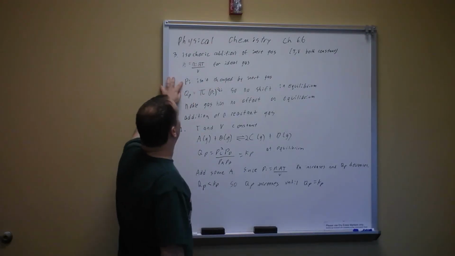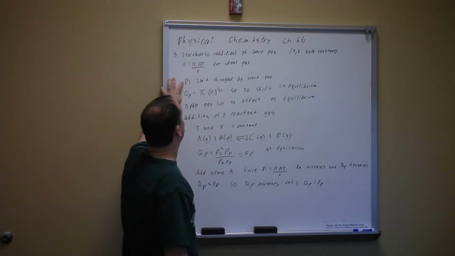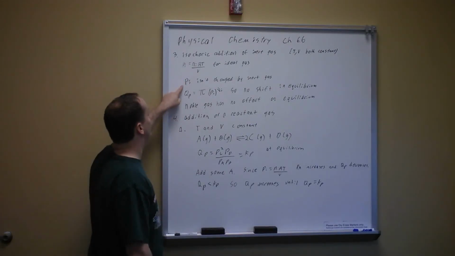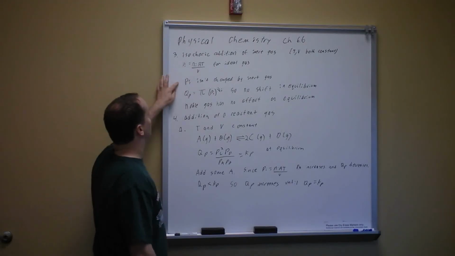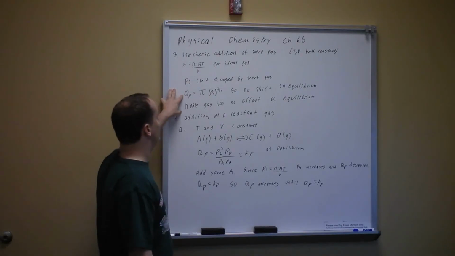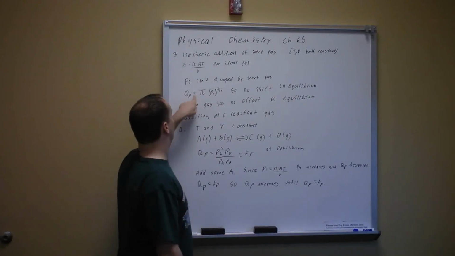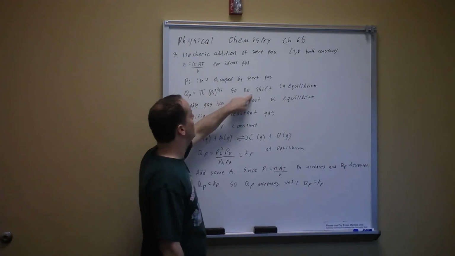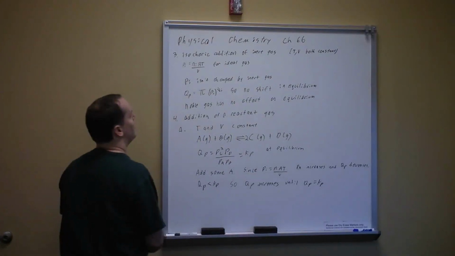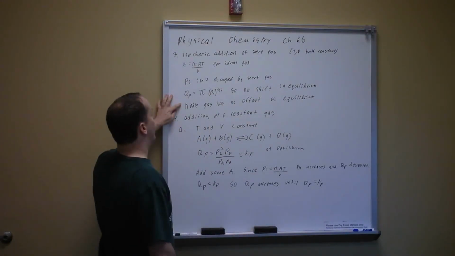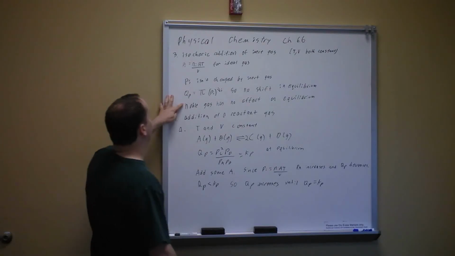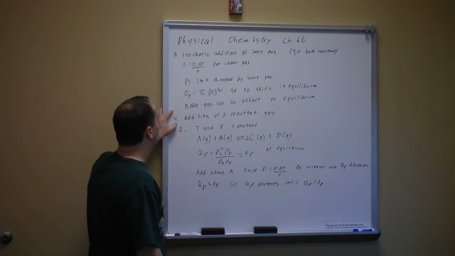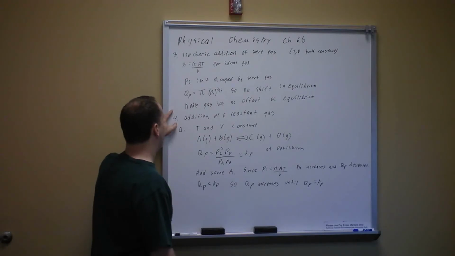Pi is not changed by an inert gas. You can add all the helium you want, it's not going to change the partial pressure of your stuff. So Qp is equal to the product of Pi to the nu i power, and there is no shift in equilibrium. What this tells us is that adding a noble gas or not has no effect on equilibrium. Now, let's say that we have a reactant gas.